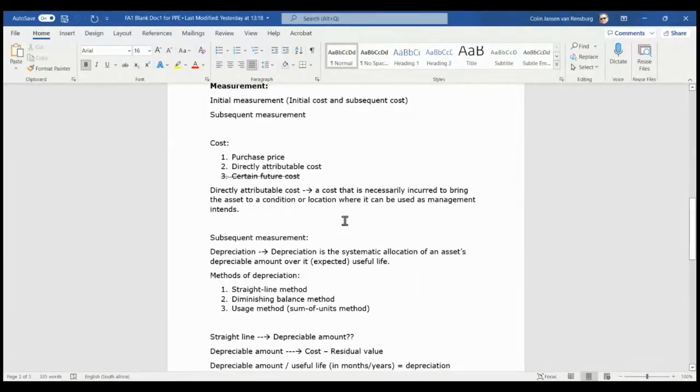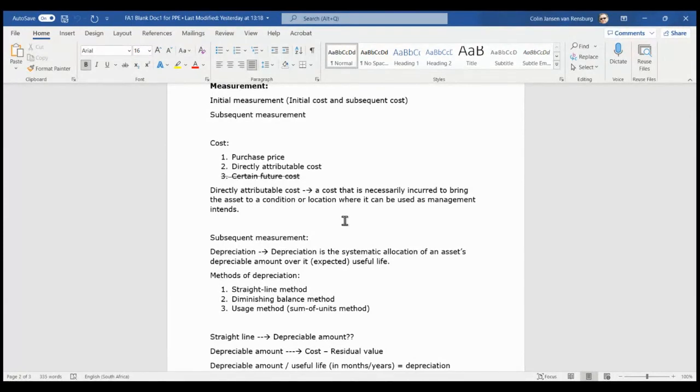Directly attributable cost, there I just typed again that it is a cost that is necessarily incurred. So necessary is the key there, to bring the asset either to a condition or a location, not necessarily both, where it can be used as management intends. Right? What does management intend? All depends on the kind of asset. If it is inventory, the intention is to sell it. That then falls under IAS 2. If it is machinery, the intention is to manufacture a product. If it's perhaps delivery vehicles, it is to deliver the products to your customers.